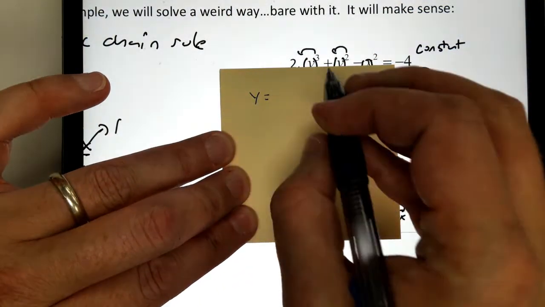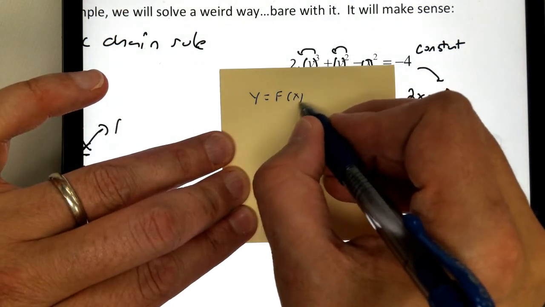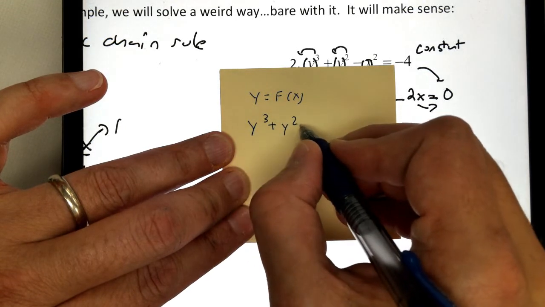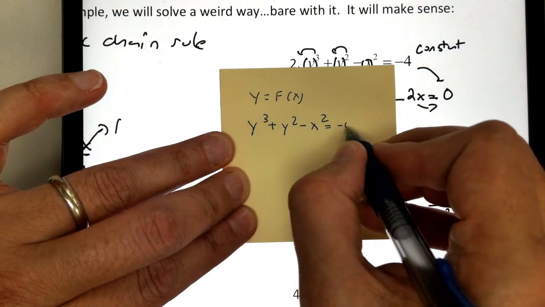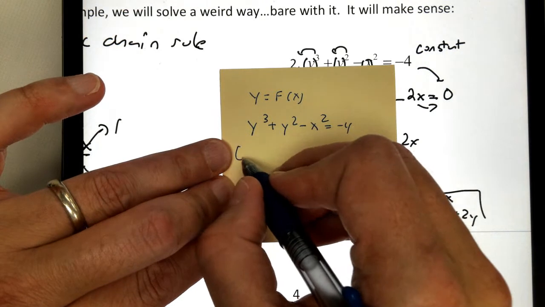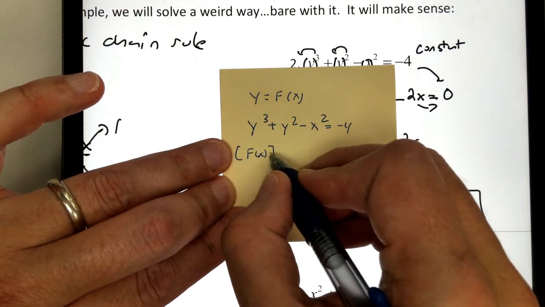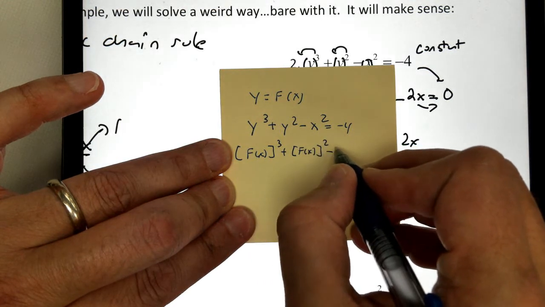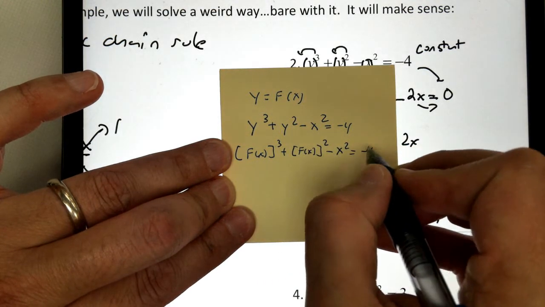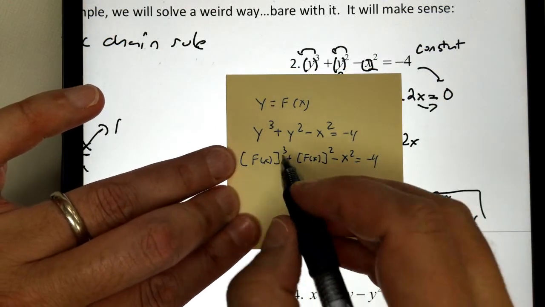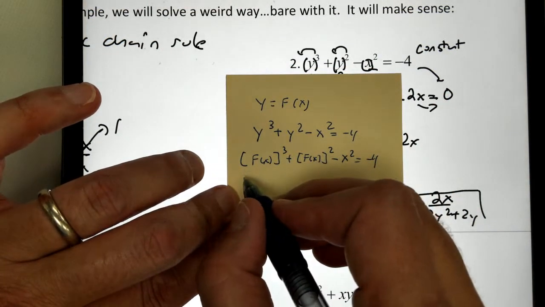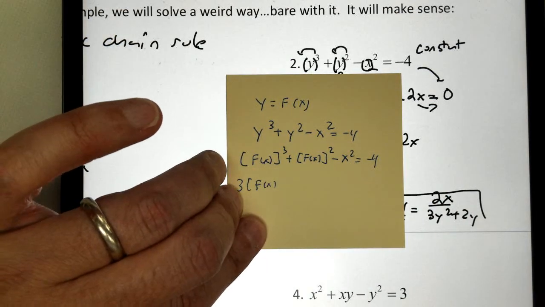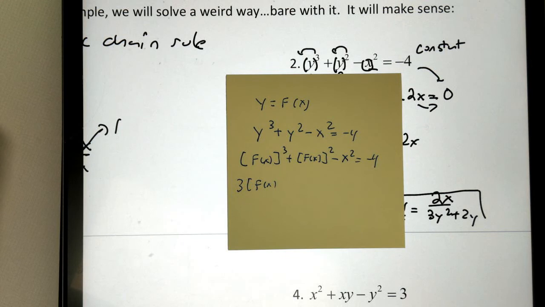We know from Algebra 1 that y is f of x. So if I have something like y cubed plus y squared minus x squared equals negative 4, I can replace that with f of x. And if you notice, it's the exact same problem we just did. But now we can actually see the chain rule. This is going to give us 3 f of x squared.